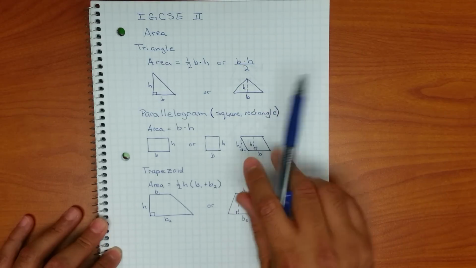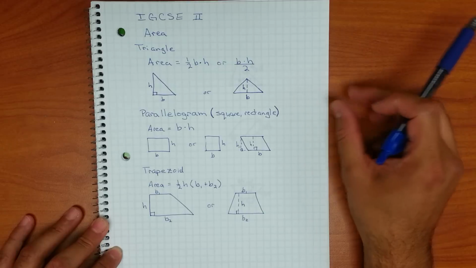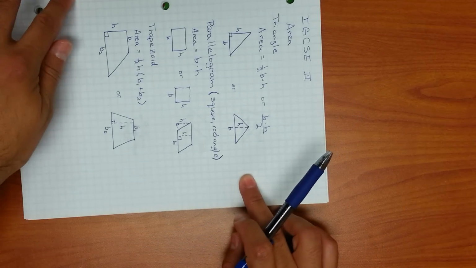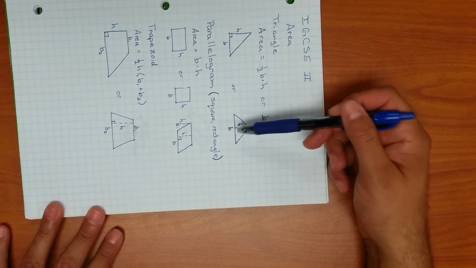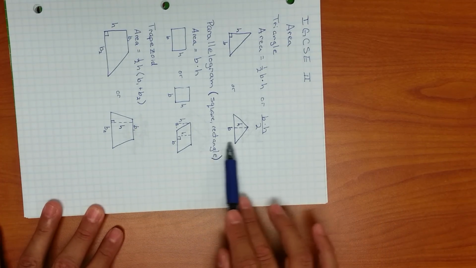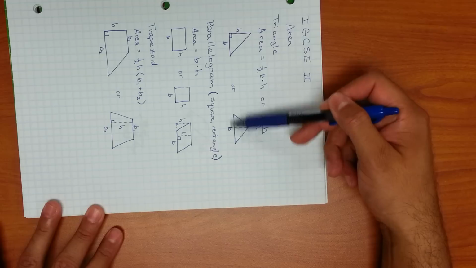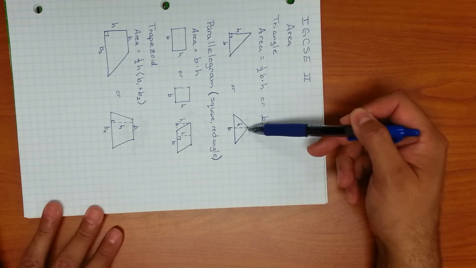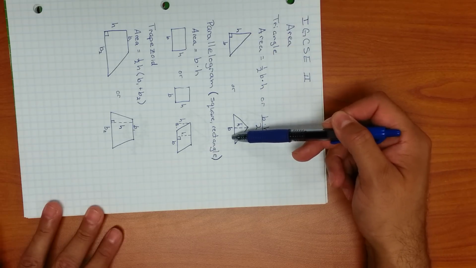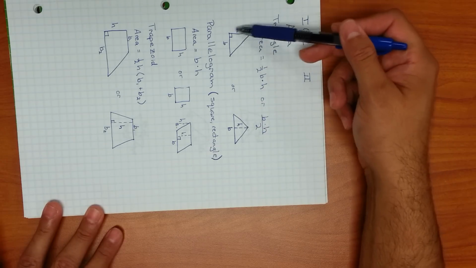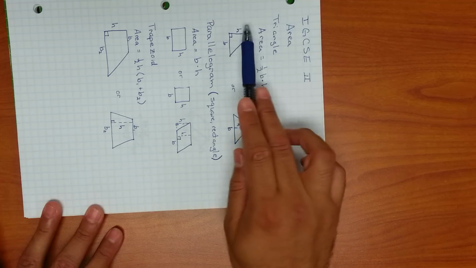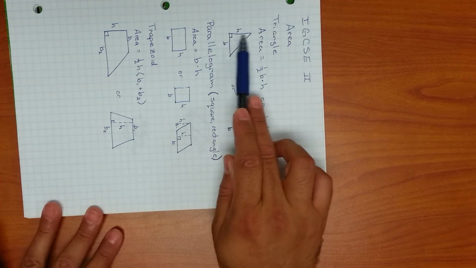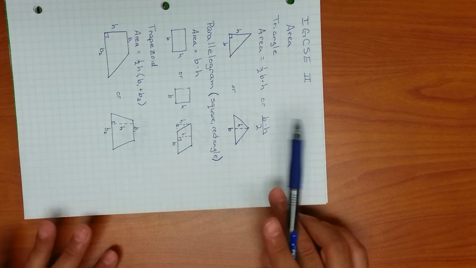Now on some of these problems they're not always in this orientation. It could be turned around, but this would still be the base. If I was looking at the triangle like this, this one would still be the base because the height has to be going up directly at a 90-degree angle from the base. No matter what, if I'm looking at this triangle right here, this one would still be the base because the height is going straight up from it at a 90-degree angle. So it's going to be perpendicular to the base.